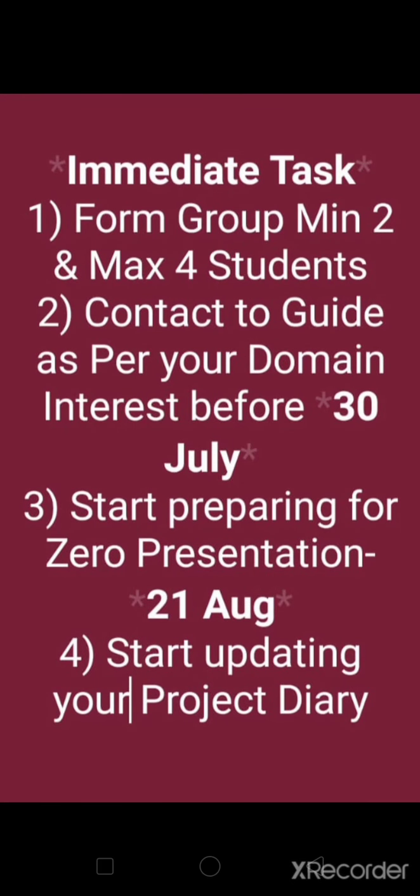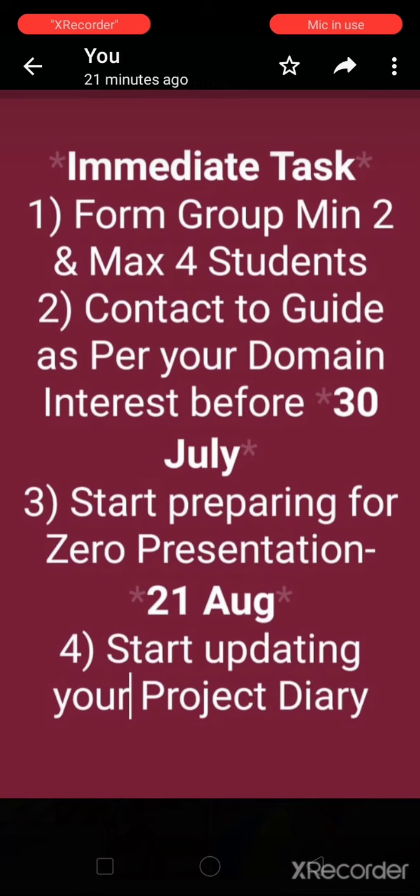Now, what is the immediate task for you? Number one, form a group of minimum two and maximum four students. Number two, contact a guide as per your domain interest before 30 July. The information about guide domains and the titles from those domains will be shared with you. Number three, start preparing for the zero presentation. There will be a zero presentation on 21 August which you will give in front of the project committee. The formats for the zero presentation will be provided to you.